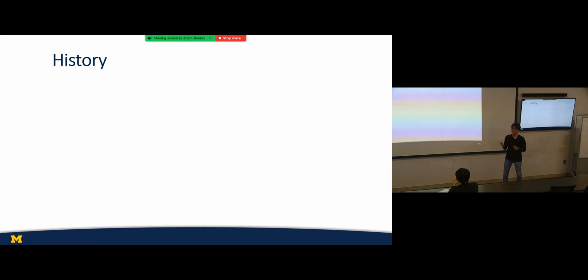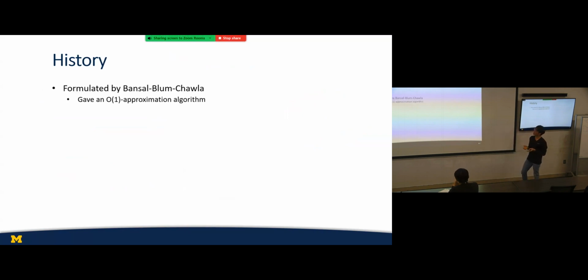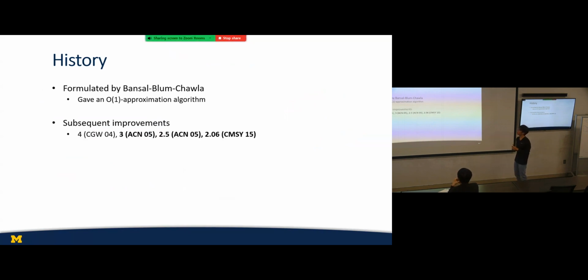Okay, but then what's the theory history of this problem? This problem was formulated 20 years ago by Bansal, Blum, and Chawla. Even there, they already gave a constant factor approximation. But people have tried to give better and better approximation ratios, and rightfully so, because on the way people have developed new algorithmic ideas that happen to be useful for other problems as well.